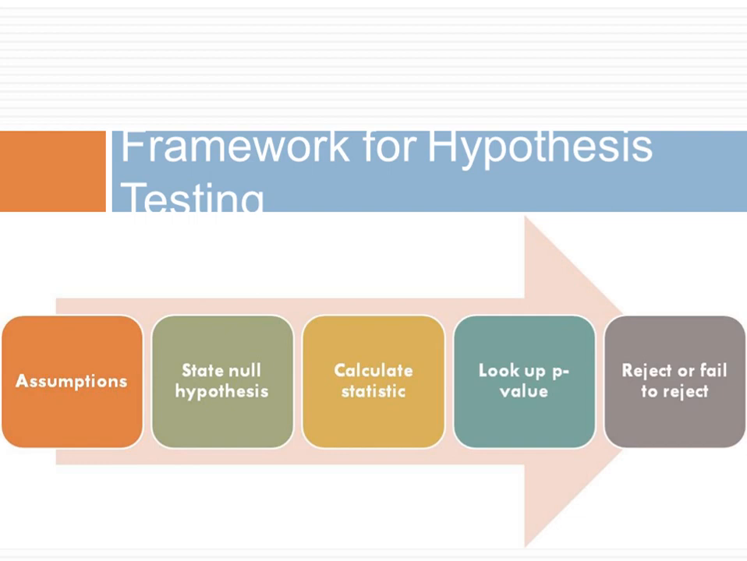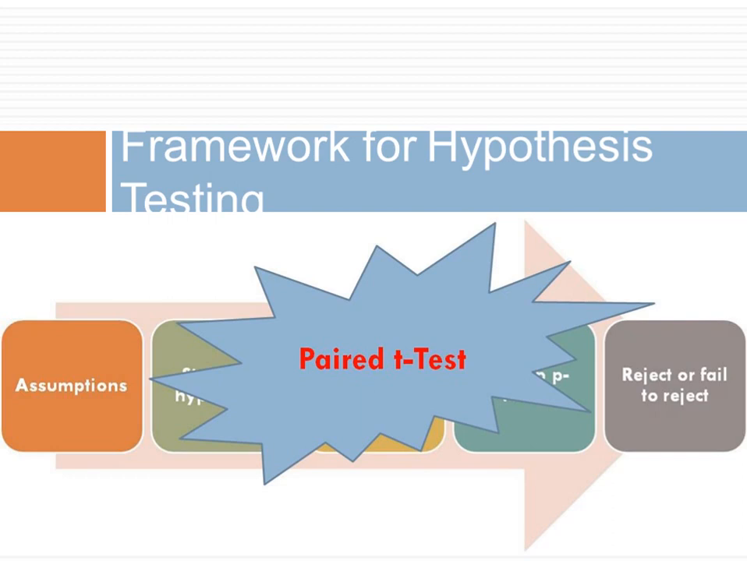Recall from the framework of hypothesis testing that we introduced in the last lecture that there are several steps. First, we examine the assumptions, then state the hypothesis, calculate the statistic, look up the p-value, and then decide to reject or fail to reject the null hypothesis. In this set of slides, we apply the framework to conducting paired tests.